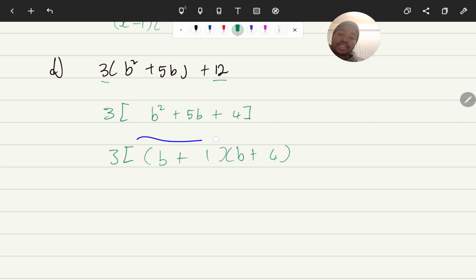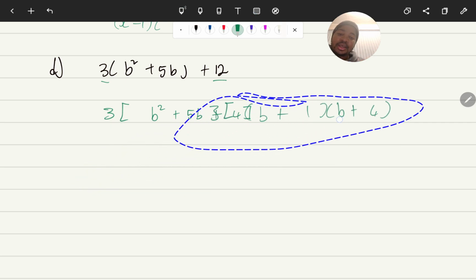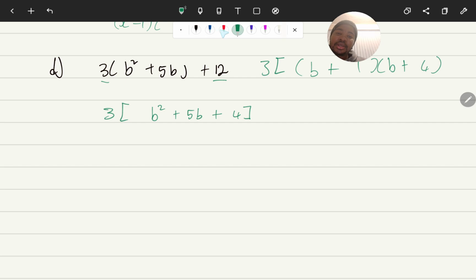But I will take this and I will put it here, and let us try to do it with that long method, just to test it. 1 multiplied by 4, 4. Then the factors of 4: 1 and 4, 2 and 2. Any pair that gives you 5 when you add or subtract, it's this one. So that means you have b squared plus b plus 4b plus 4.